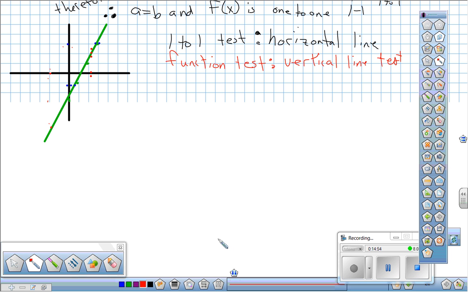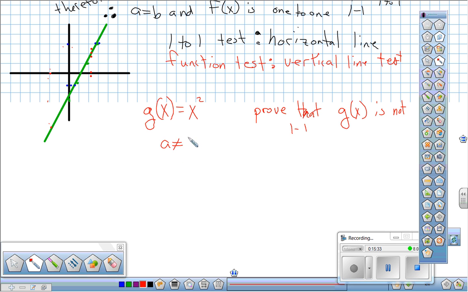So now we're going to prove that, given g of x equals x squared, basically g of x is not one-to-one. What we're going to do is go through the same exact steps to either show that it is one-to-one. So I want to basically say at the end that A is not equal to B.